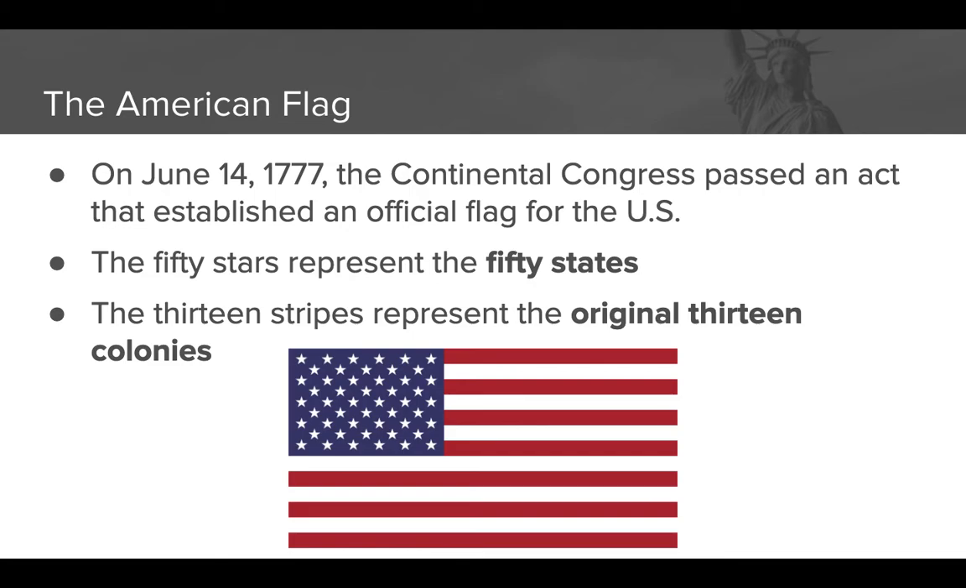So when we had fewer than 50 states, there were fewer stars, and they were arranged a little differently. And that first flag was designed by a woman named Betsy Ross. Just a fun fact. Okay, so you just need to remember what the stars represent and what the stripes represent. So stars for states, stripes for colonies.